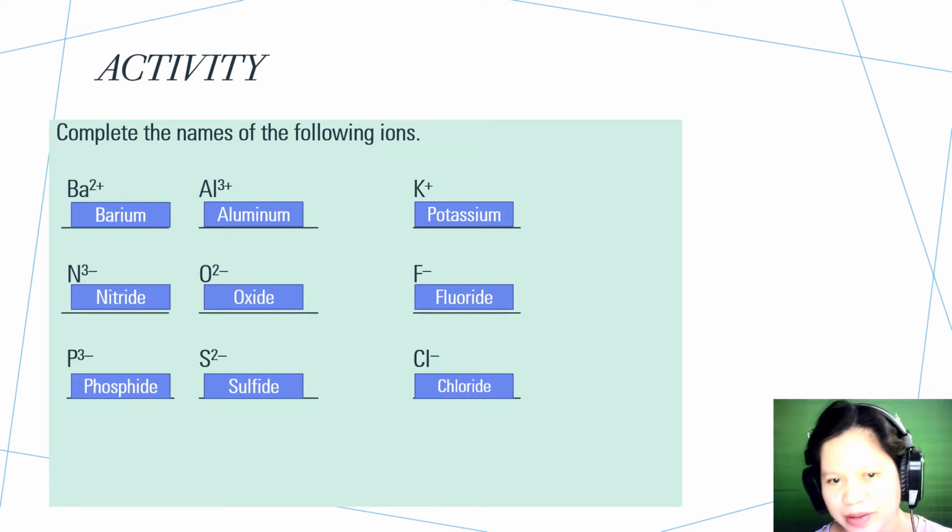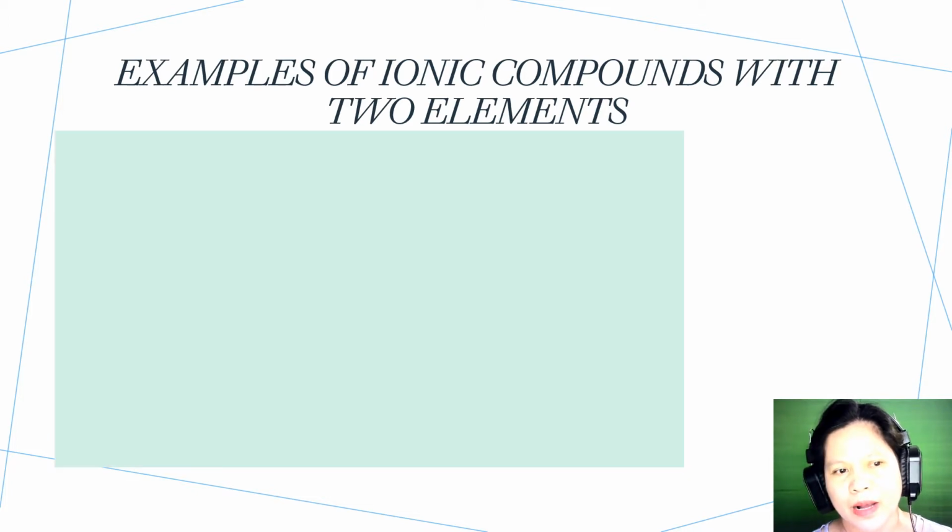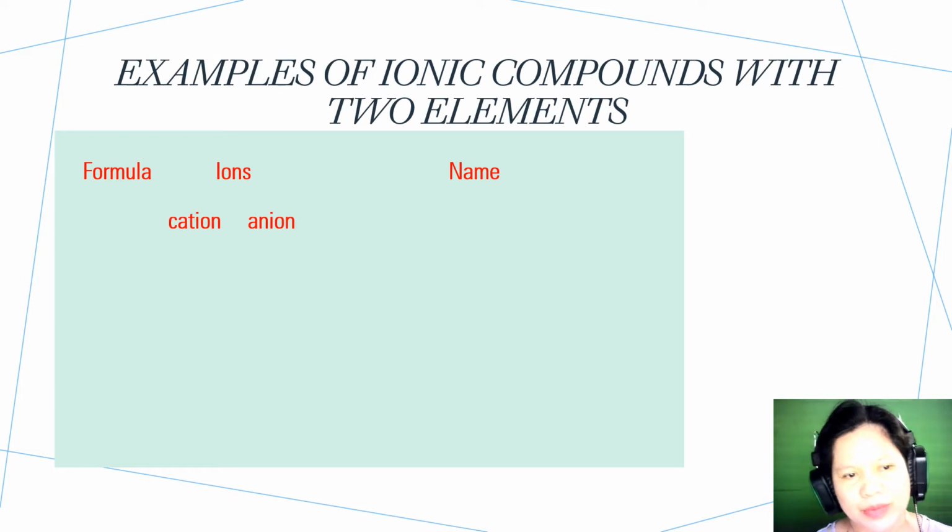How do we name ions? Cations and anions. Now, here are also some examples of ionic compounds with 2 elements. Okay, let's have this diagram. We have here the formula, the ions. First, you identify the cations, then the anions, and name the given compound.